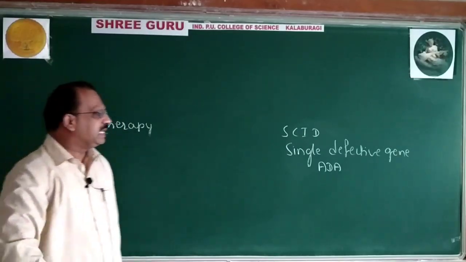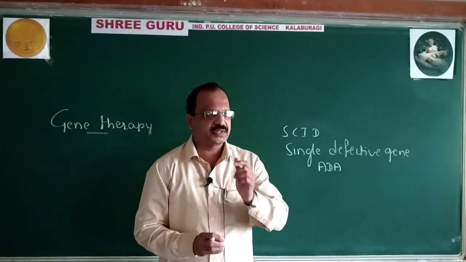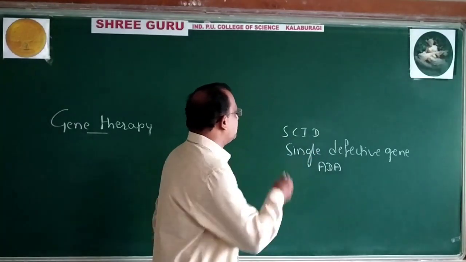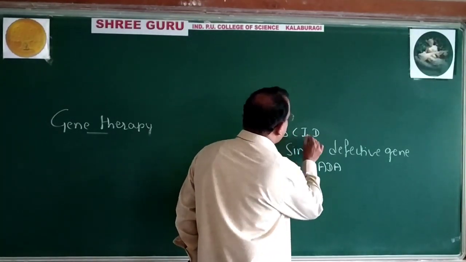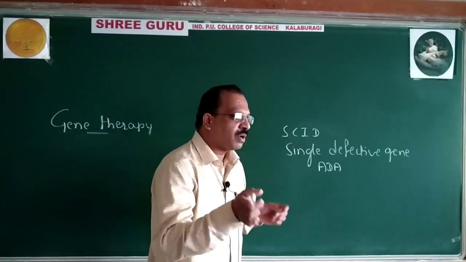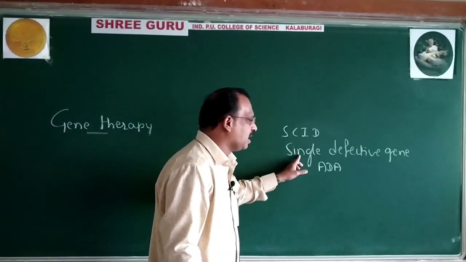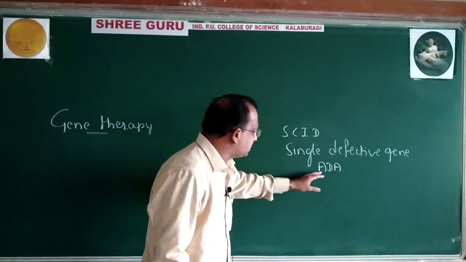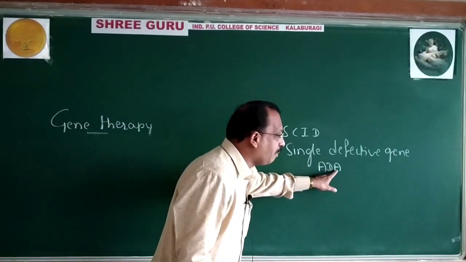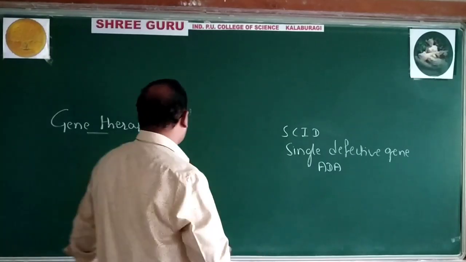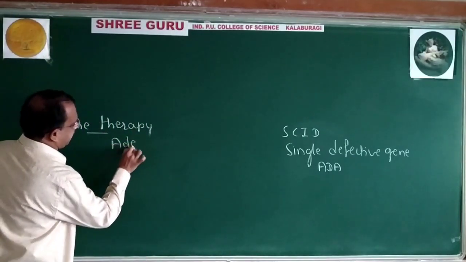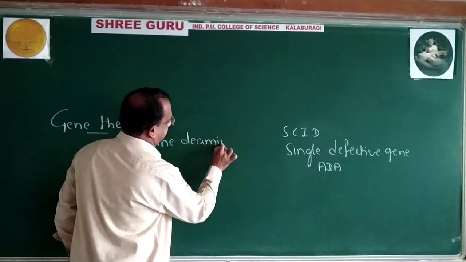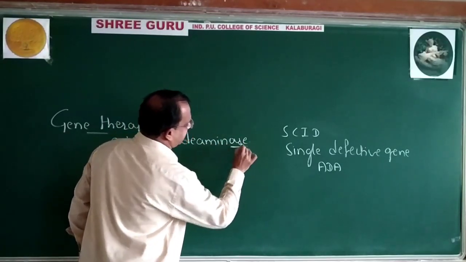First clinical gene therapy was given to a 4 year old girl suffering from severe combined immunodeficiency disease, which is caused due to deletion of a single gene, or a single defective gene, or deletion of the gene that codes for adenosine deaminase. Adenosine deaminase. I hope that you have remembered the point.